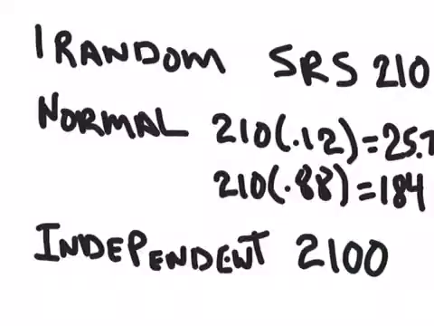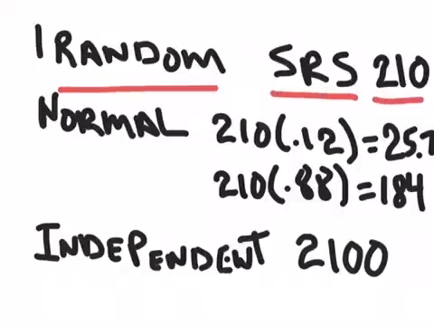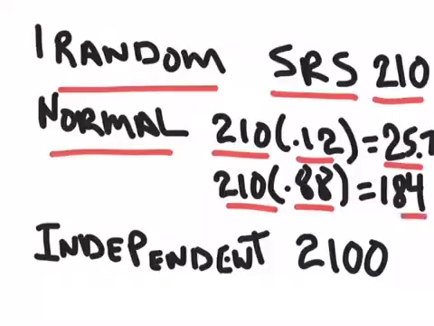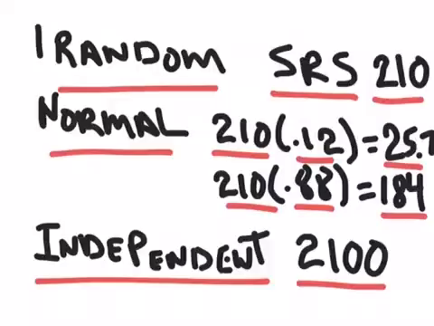Okay, so we can ensure random. It took a simple random sample of 210 cars. It says it right in the problem. Normal, the sample size times the parameter and 1 minus that parameter. They both give us a number bigger than 10. And independent, we just have to have over 2,100 cars, 10 times this value there, the 10% rule. And they actually say in the problem, I think there's 21,000 cars in the parking lot. So we're good on that. All right.